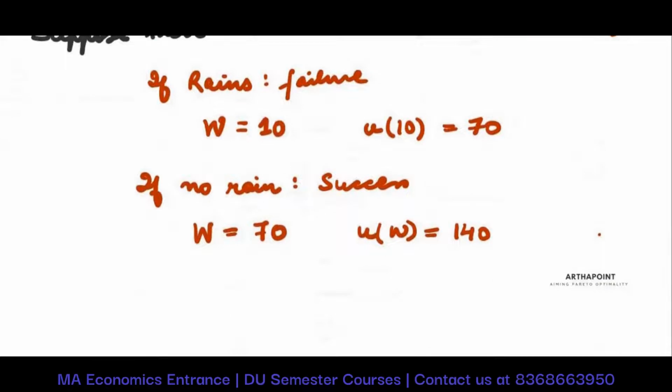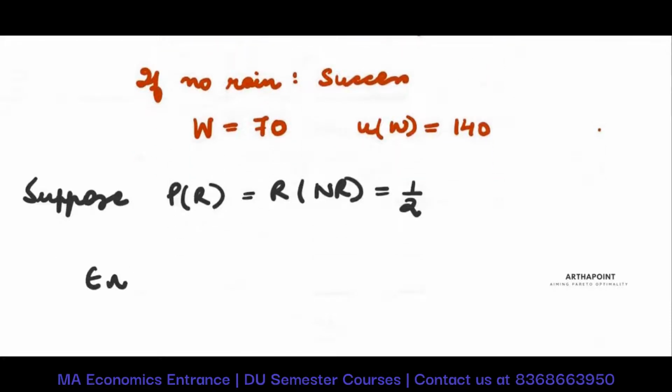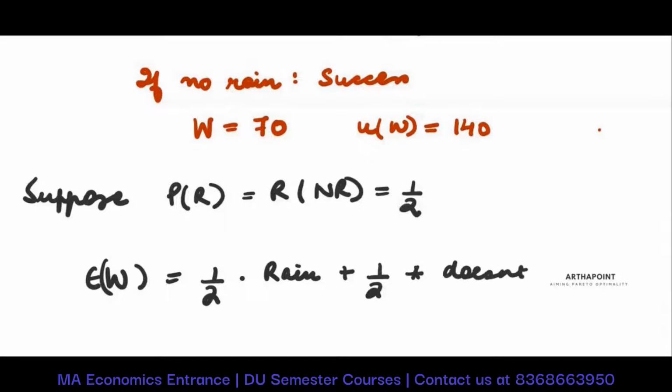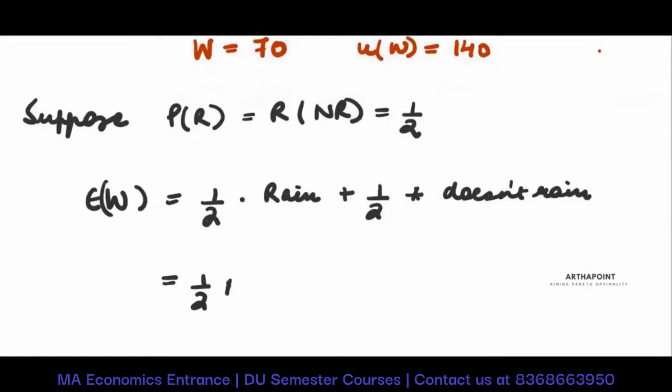And now, suppose I tell you that the probability of rain is equal to the probability of no rain, which is half. So what is my expected wealth? My expected wealth will be half into it rains plus half into it doesn't rain. So my expected wealth would be half into 10 plus half into 70, which would be 40. This is my expected wealth.